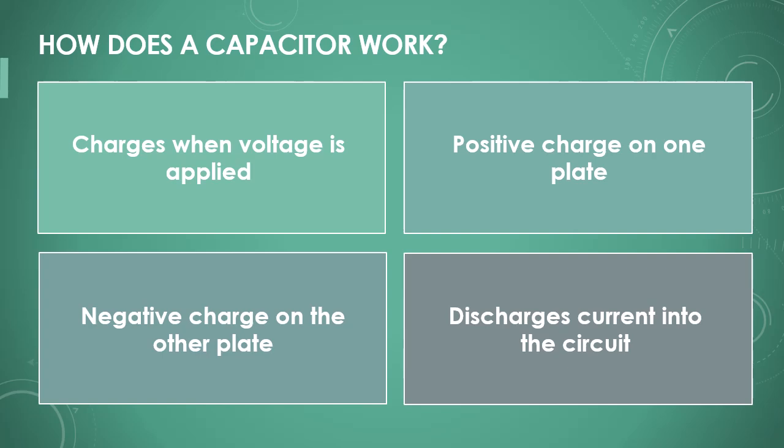A capacitor charges when a voltage is applied. On one plate, positive charge accumulates, and on the other, negative charge. The charge remains stored as long as the capacitor is not discharged. When discharging, the current flows back into the circuit.